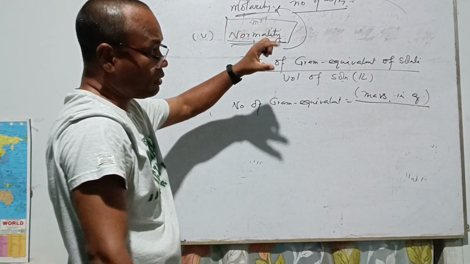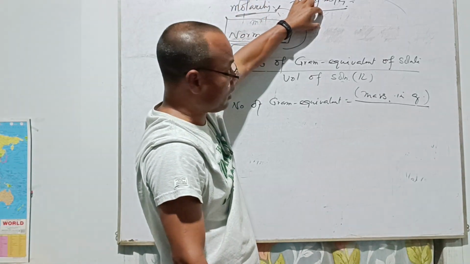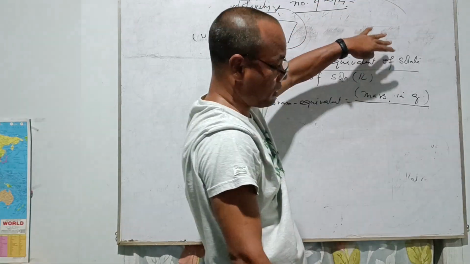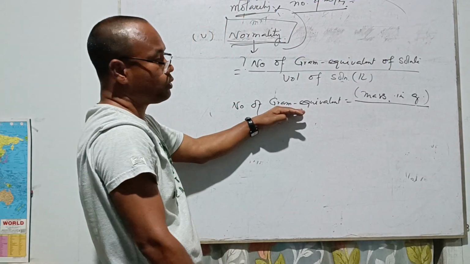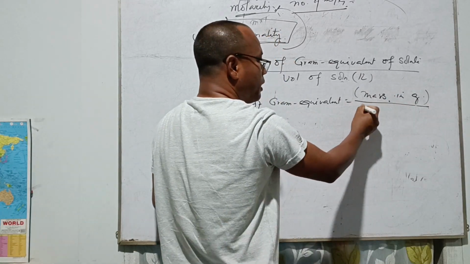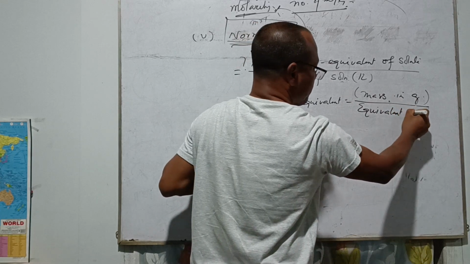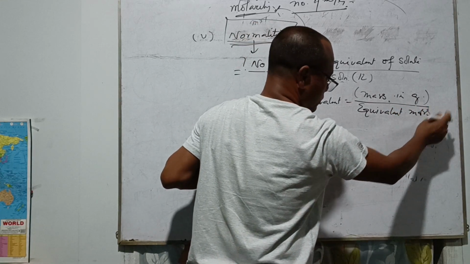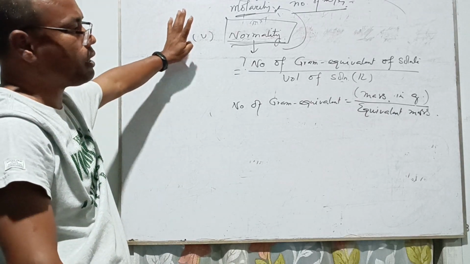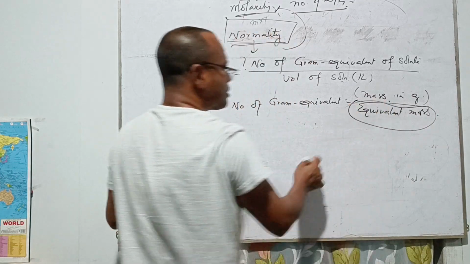But here the only difference is, in the case of the number of moles, that was the mass of the substance divided by molar mass. But in the case of gram equivalent, the mass of the substance in gram will be divided by equivalent mass, the equivalent mass of the substance. See, what is the difference between the molar mass and equivalent mass? Remember, very easy to understand here.